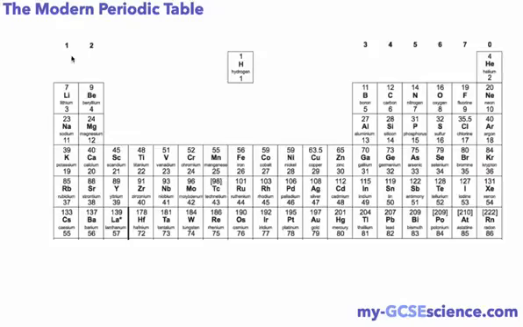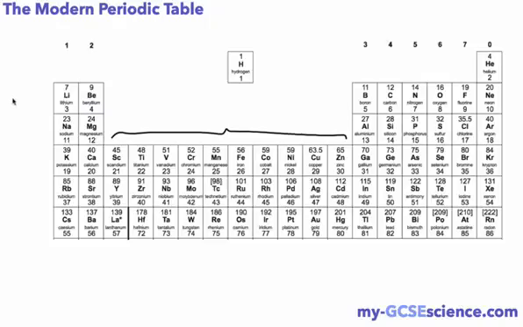Now, the next thing to remember is that in terms of the groups, we've got group 1 over here, group 2. In the middle, we have the transition elements, and then we have group 3, 4, 5, and so on. It's important to remember that in group 1, all the elements, if you look at the atoms, have 1 electron in the outermost shell.